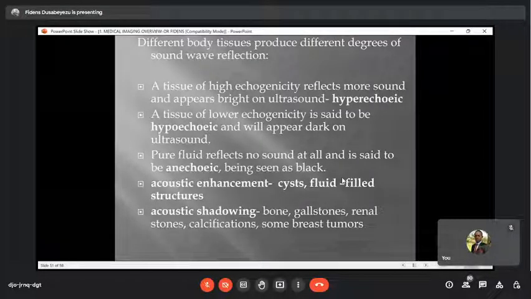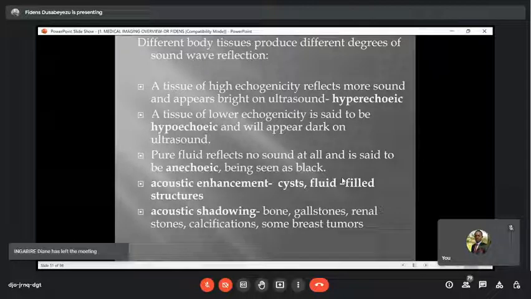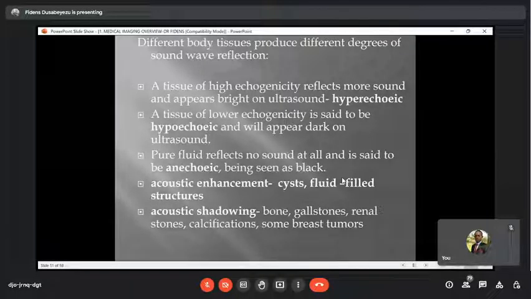Acoustic enhancement is when you are examining a structure that contains fluid. Because all my sound waves will pass through, behind that structure it will be whitish, because sound has passed through and has been concentrated behind that structure. That whitish area behind the structure is called acoustic enhancement. And it is a sign that the structure you are examining is cystic, it has fluid.